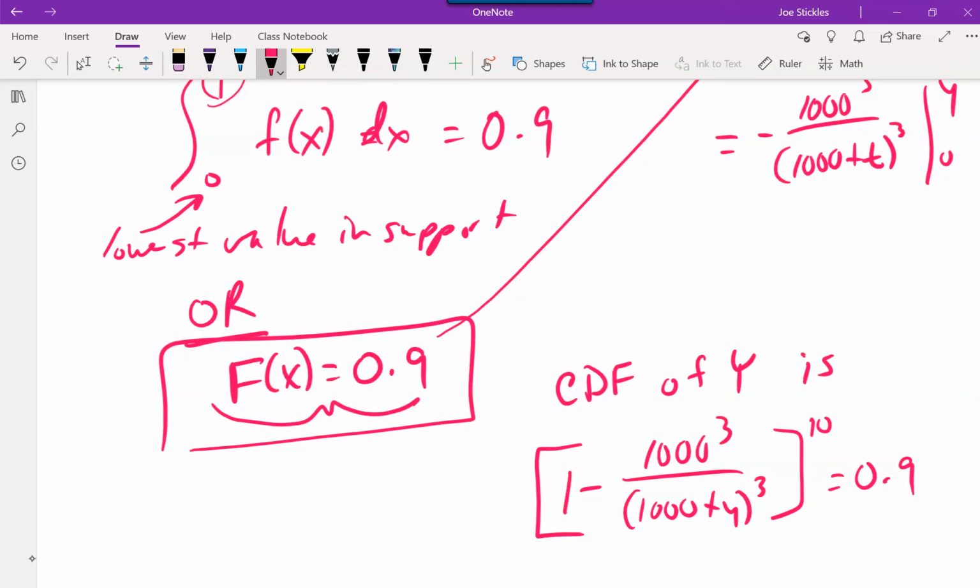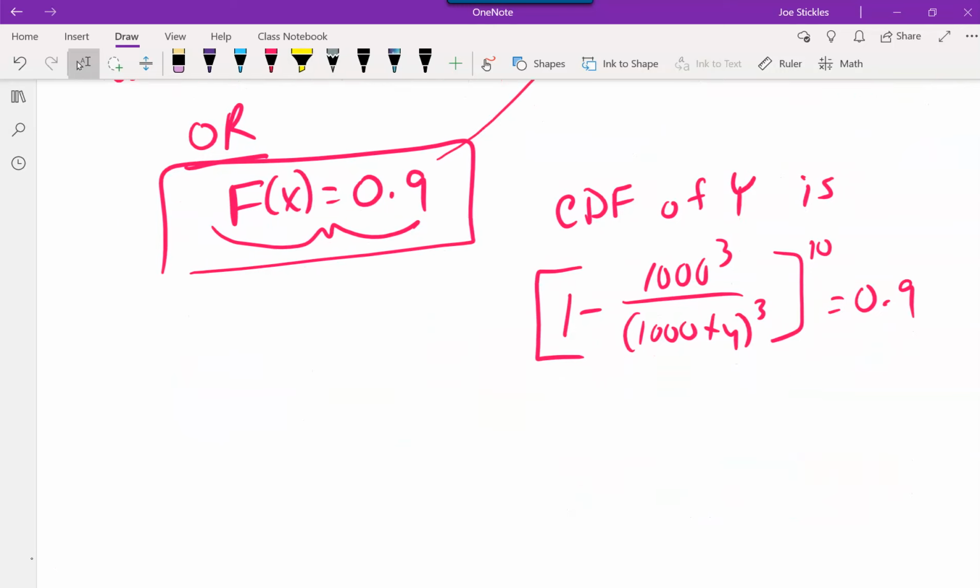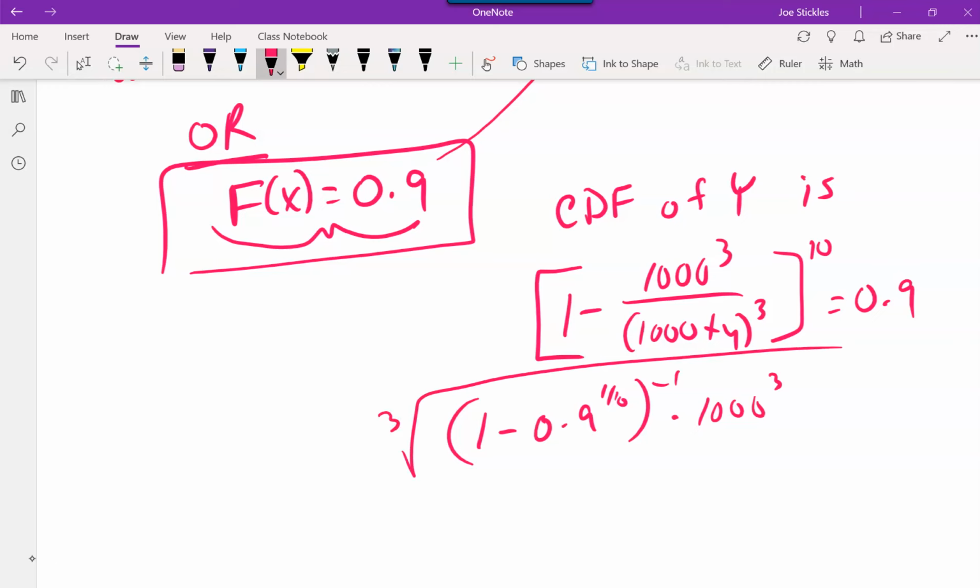All right. What did we get? Sam said he got 3641 and change. I didn't do it, so I don't know. I don't think I did it like that. So you would need what? 1 minus 0.9 to the 1/10. You would have to reciprocate that and multiply it by 1,000 cubed. Take the cube root and subtract 1,000. If I did it right.